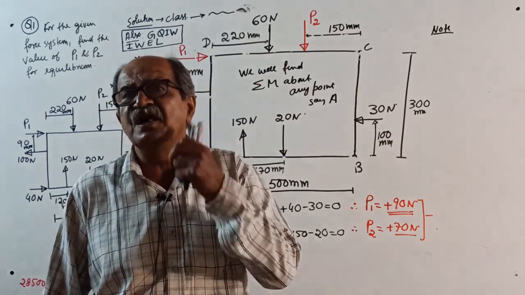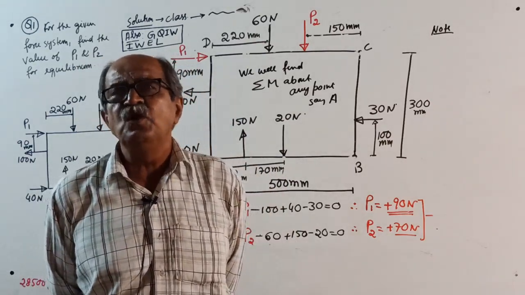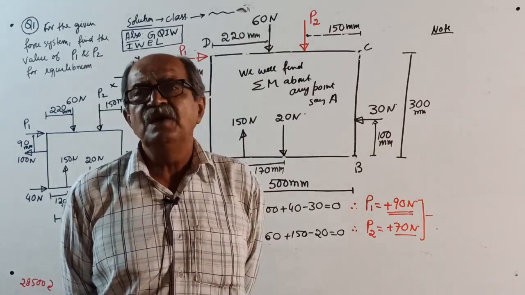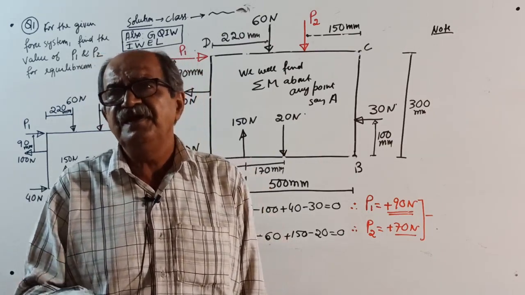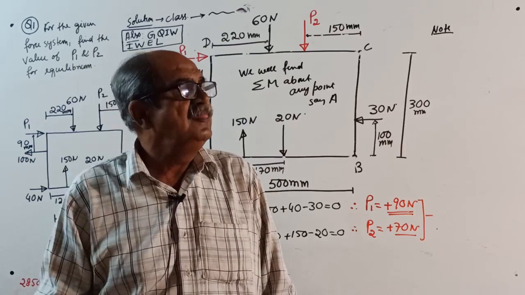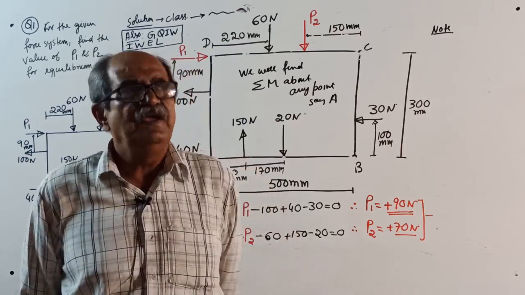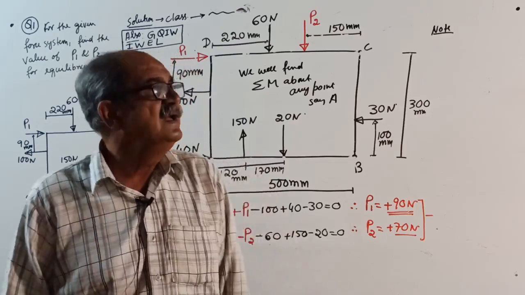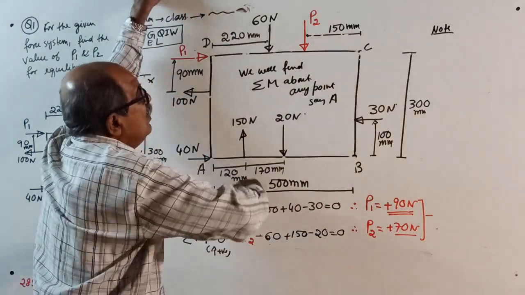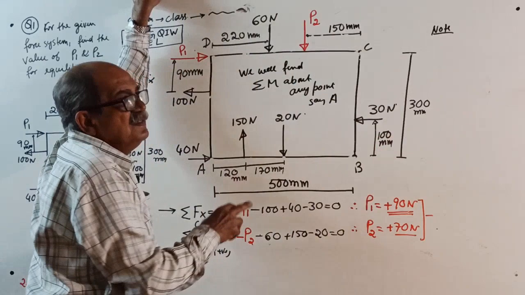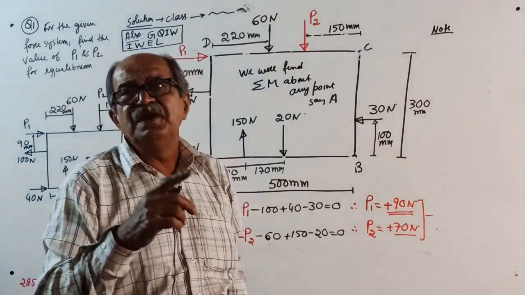So there is every chance that the resultant, as I told long back, can be in the form of a couple. And I told earlier, if the resultant is in the form of a couple, then the moment of that couple is the same irrespective of whichever point you consider. For the complete system, it will actually reduce to a couple.